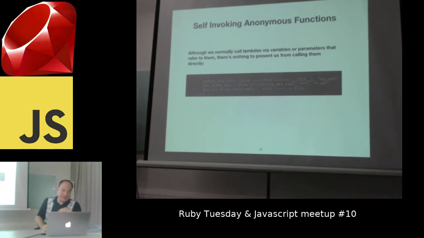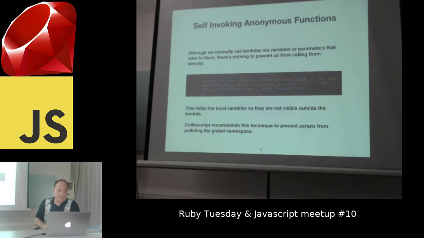Self-invoking anonymous functions. Although we normally call lambdas by variables, we already saw calling a lambda inline, right? So here we're creating a lambda, and then we're just adding dot parens to the end of it. Why would we want to do this? Well, I think we've already said, so that we're limiting the scope. And CoffeeScript suggests using this approach in order to not pollute the outer namespace with variables.